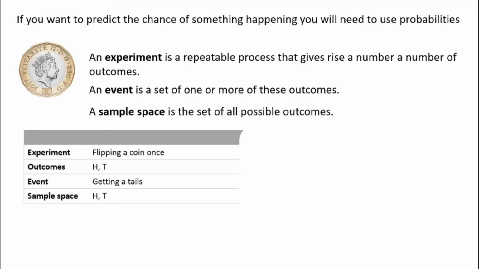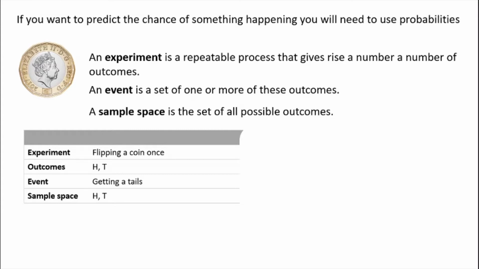Now, the sample space, once again, is slightly trivial because there are only two possible outcomes. So our list of all the possible outcomes is simply heads and tails. How does that change if we make the experiment a little bit more complicated?